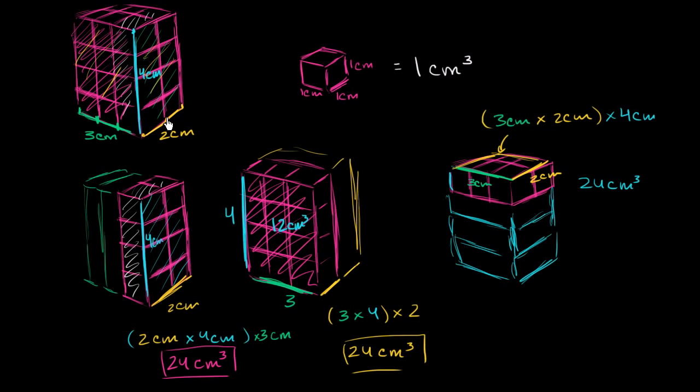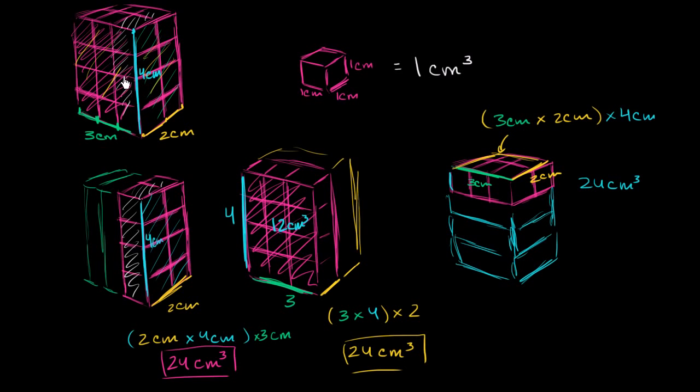You could take the 2 times the 4 first and then multiply by the 3, or you could take the 3 times the 4 first and then multiply by the 2, or you could take the 2 times the 3 first and then multiply by the 4. When you're multiplying, it doesn't matter what order you're doing these in.